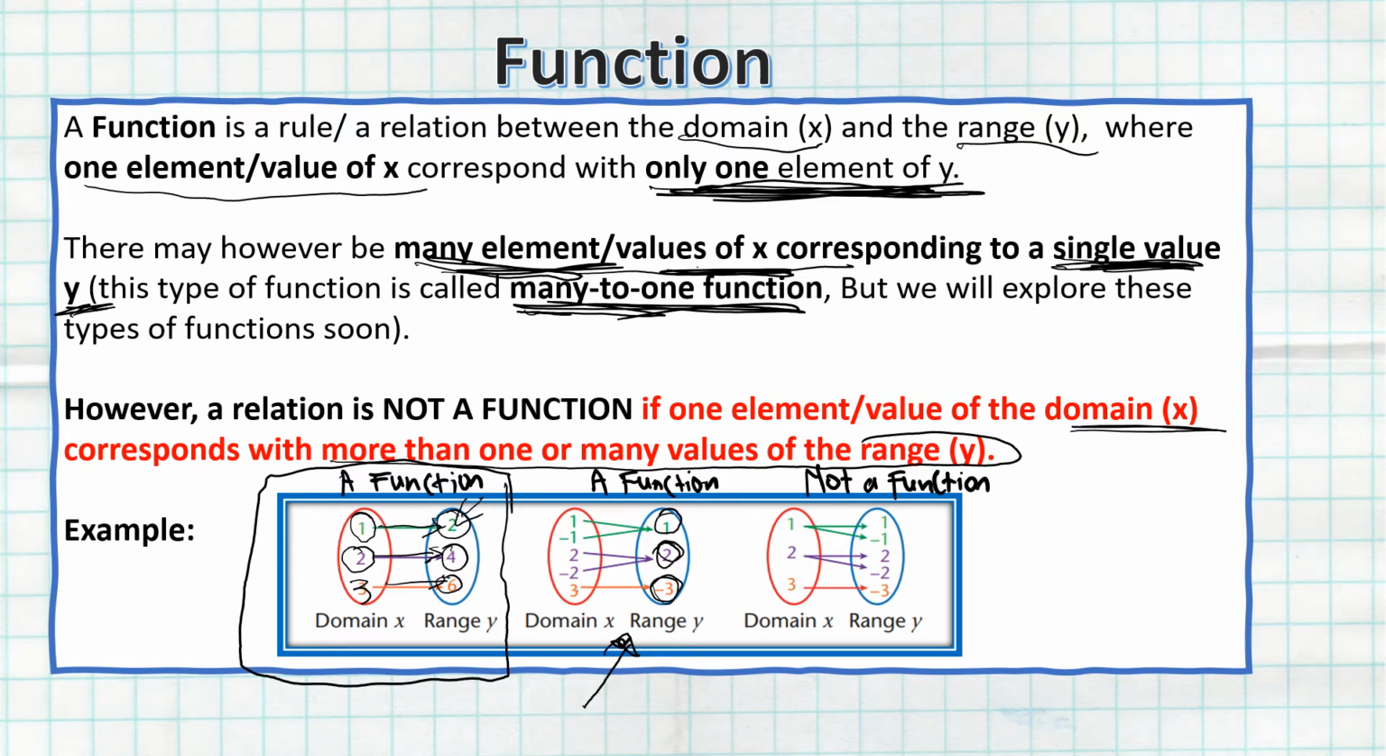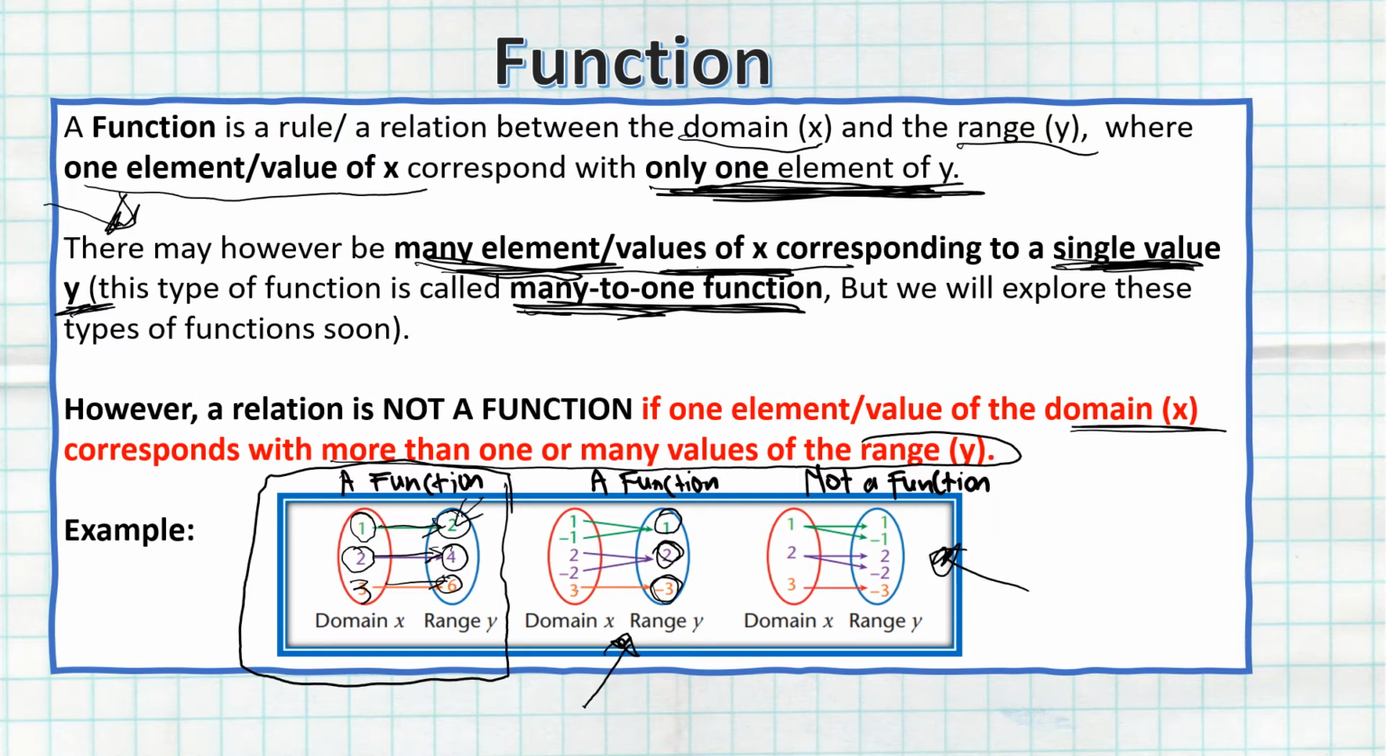It's still a function. A case where it's not a function is where one value of x is corresponding to more than one value of y. But this is still a function, and I just highlighted it here. In some cases we can have many values of x corresponding to only a single value of y. So it's still a function, and we call it a many to one function, but we'll explore that soon. Now, not a function. Let's take a look at this one.